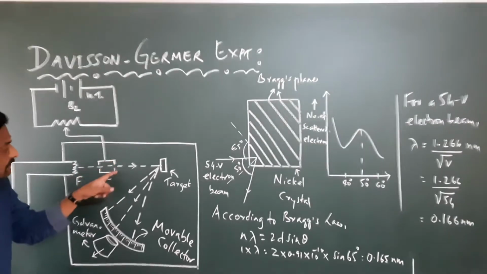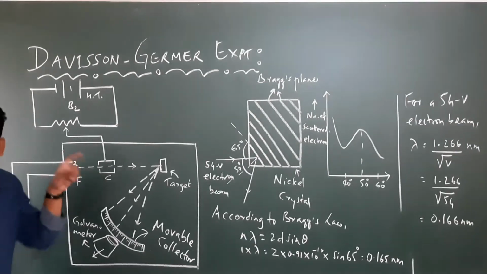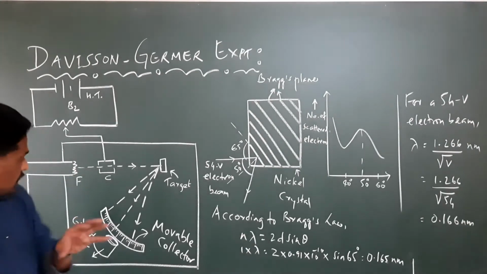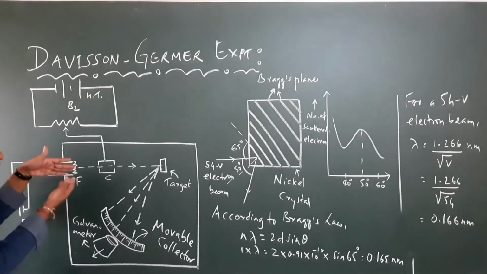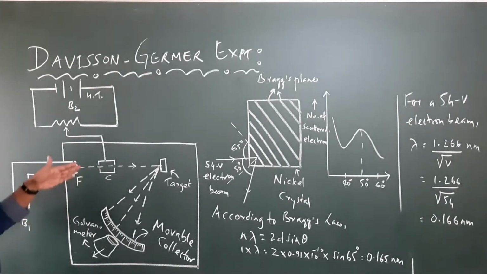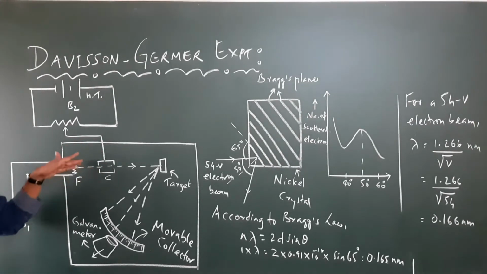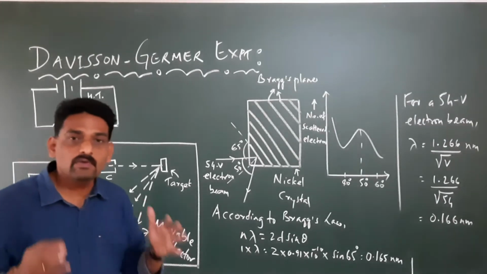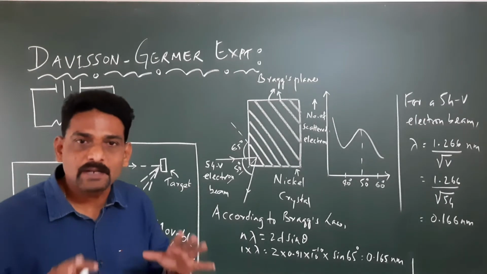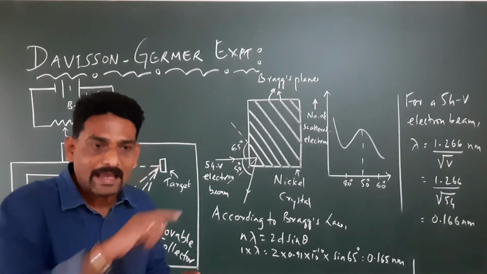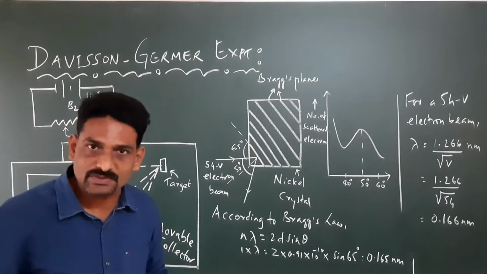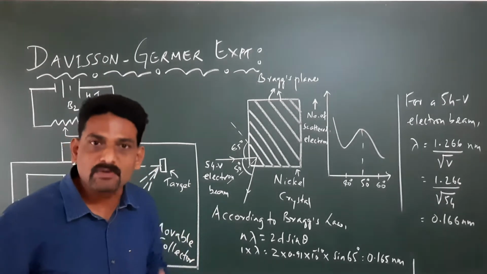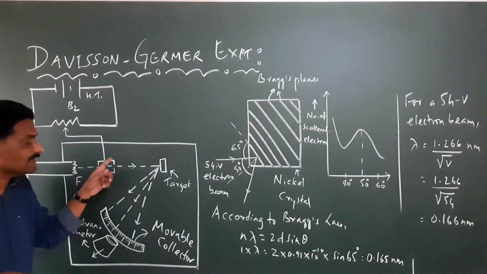What is the job of this cylinder C? When the electrons are liberated, they will be scattered in all directions. But what we want is a fine collimated beam of electrons, a narrow single beam. In order to achieve a collimated beam of electrons, we use the cylinder C.